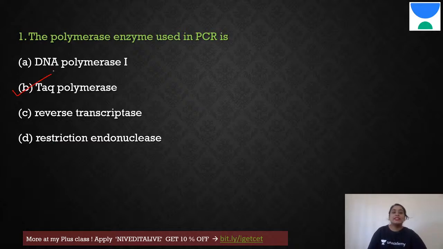Okay, so here it is: Taq polymerase, that is from Thermus aquaticus. Okay, next one.